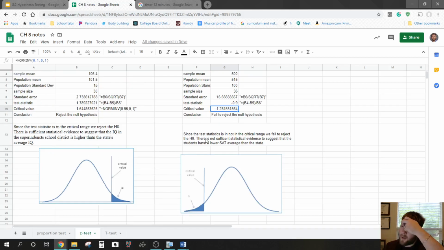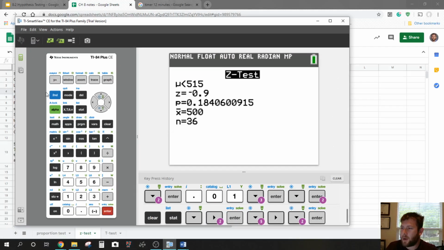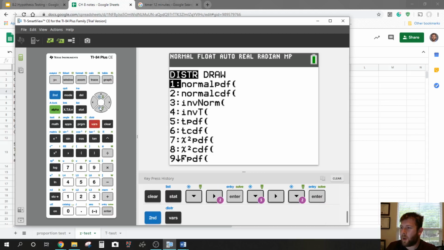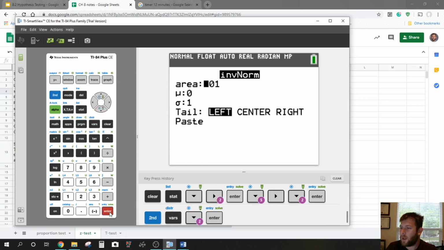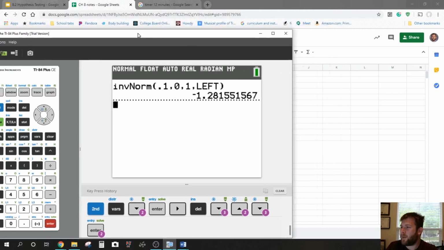Okay. So the way we figure out our critical value on the calculator is that we're looking for something left of this value right here. This area right here is 0.1. Why do I know it's 0.1? Well, my level of significance said it was 0.1. So I go to inverse normal. The area to the left is 0.1. Mean is 0, standard deviation is 1 because it's the standard normal distribution. And there it is. There is my critical value right there.